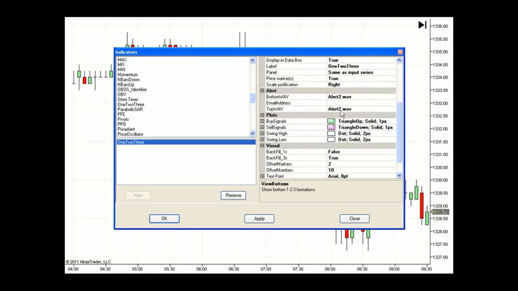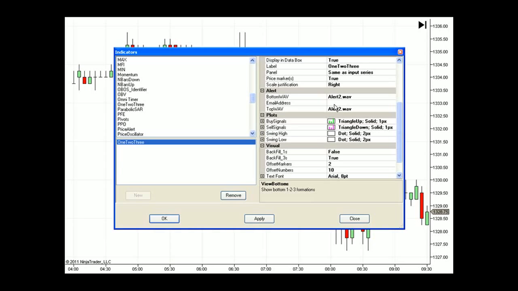A nifty little feature that this indicator has is that it also has an audio signal alert when the signal completes. So when you get a bottoming formation, you will also get an audible signal that the market has made a bottom formation, and the same thing is true for a topping formation. If you're a really high-tech trader, you'll notice that there's also a space here for you to put in your email address, in which case the program will alert you via email that a topping or bottoming formation has occurred.